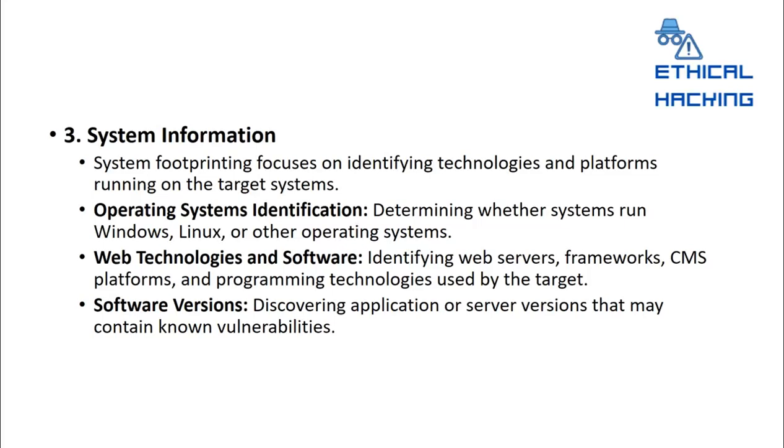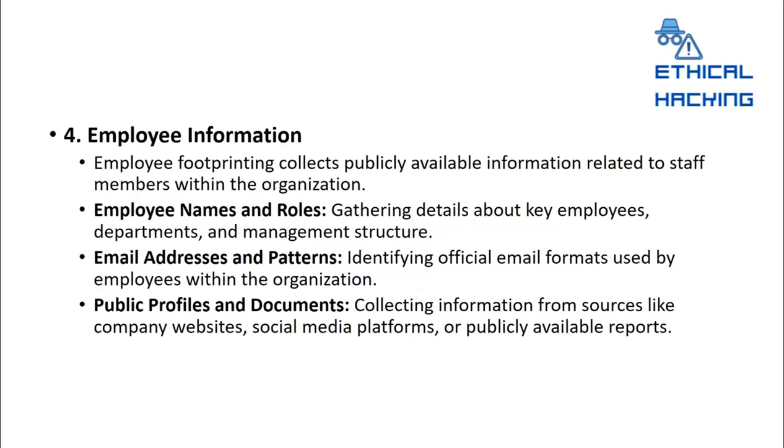Then the third kind of information is system information. System information focuses on identifying technologies and platforms running on the target system. What is the operating system? What are the web technologies and software running? And what are the software versions present in the system? And is there any software that may contain known vulnerabilities? Then how an attacker can attack the system? That kind of information is there.